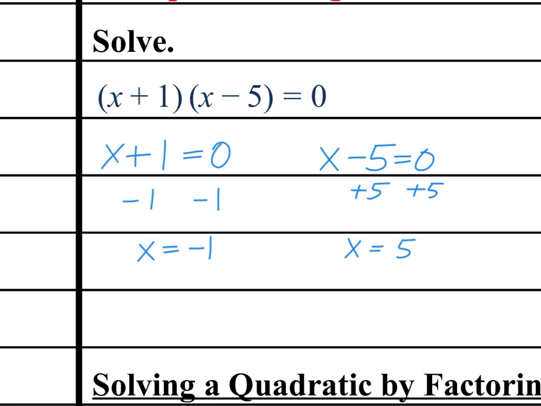If you were to multiply this out, x times x, times negative 5, 1, and so on, you get a quadratic. So this is a quadratic. We can write our two x-intercepts. Our x-intercepts are negative 1, 0, and 5, 0.